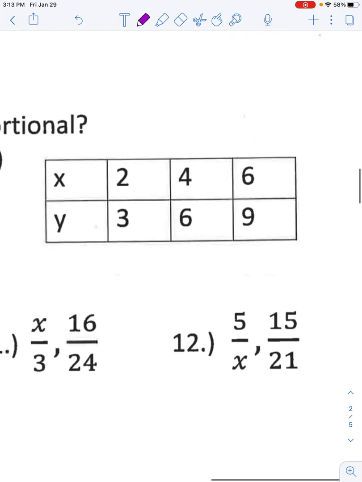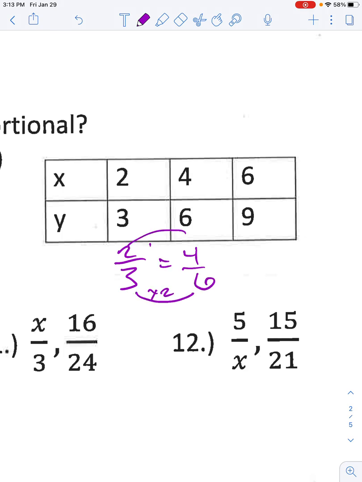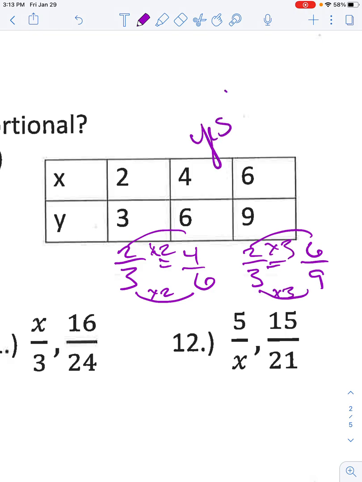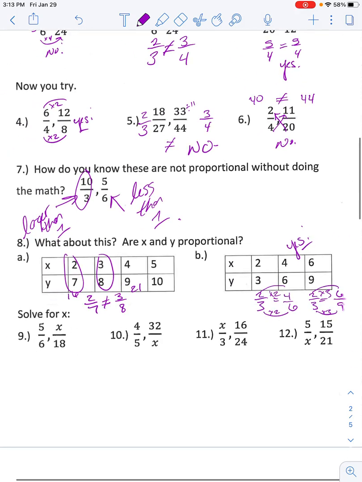Let's look at B. Are X and Y proportional? So let's say 2 to 3. Is that proportional to 4 to 6? Times 2, times 2. Yes, it is. Or we could do 2/3 and 6/9, times 3, times 3. This table is proportional.